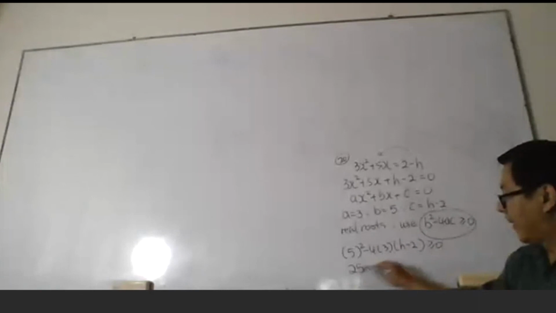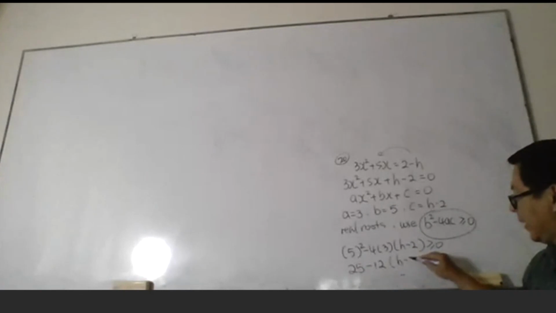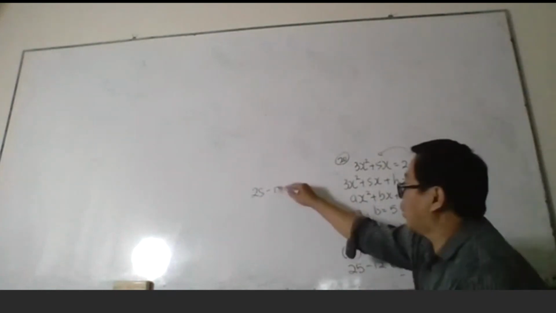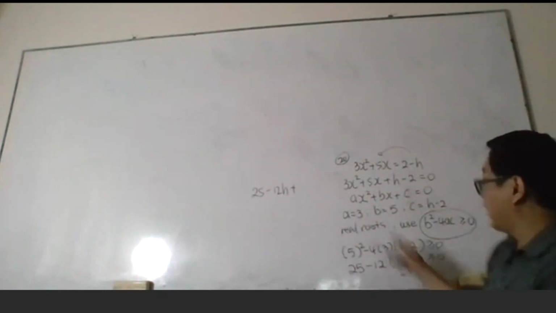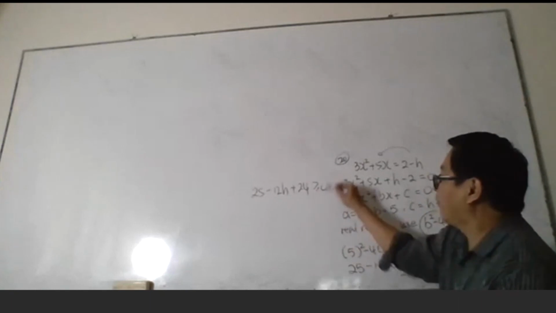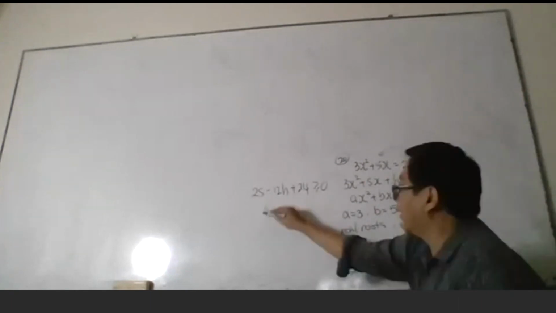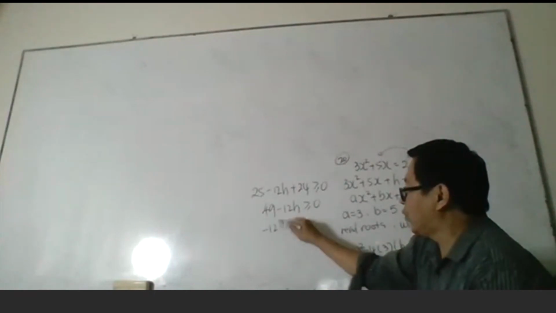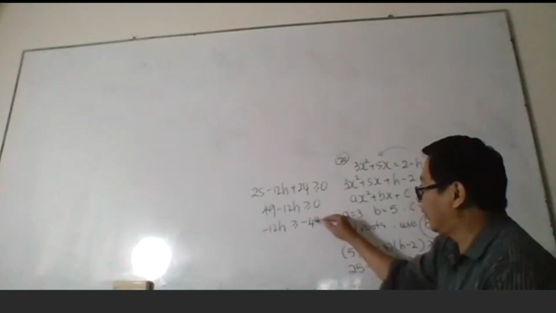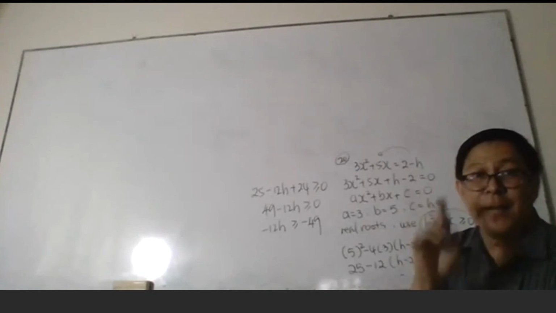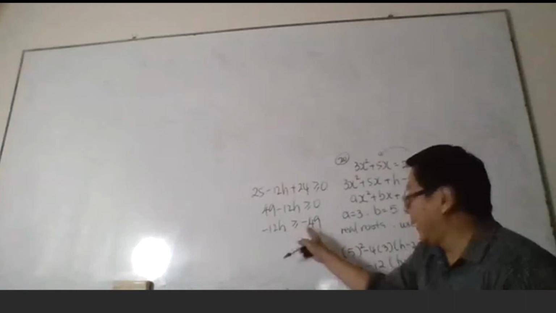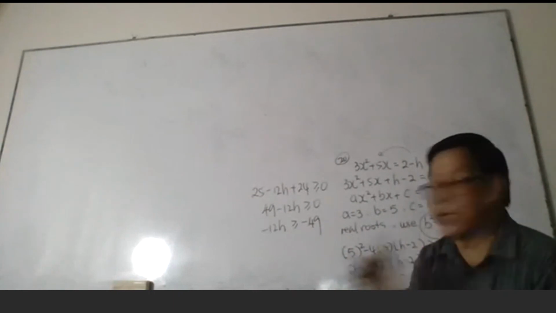So 25 minus 12h minus 2, and 25 minus, we expand, I got 12h plus minus plus. And 49 minus 12h more than that, negative 12h more than negative 49. And students, please pay your attention over here. I can eliminate the negative.